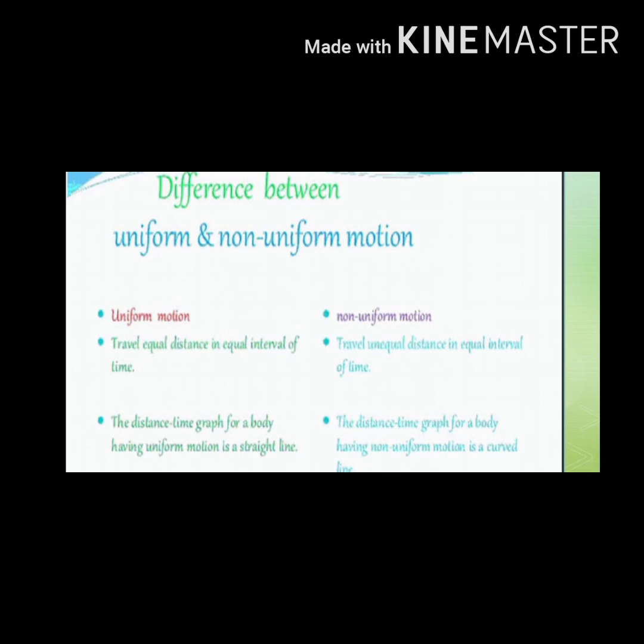Now, let's differentiate between uniform and non-uniform motion. Uniform motion: travel equal distances in equal intervals of time. But in non-uniform motion, a body travels unequal distances in equal intervals of time. In uniform motion, the distance time graph for a body will be a straight line. But in non-uniform motion, the distance time graph for a body will be a curved line.